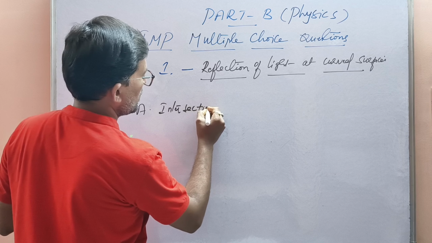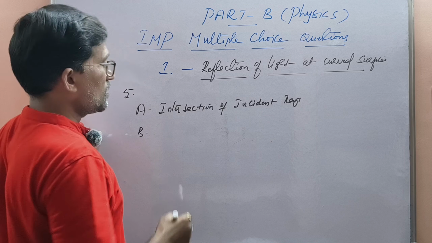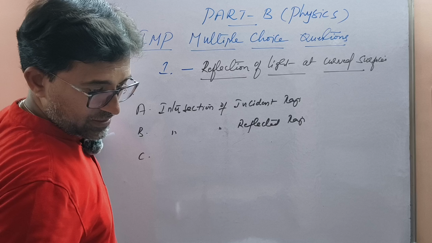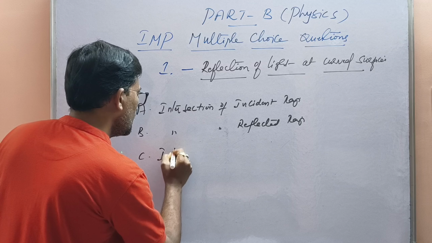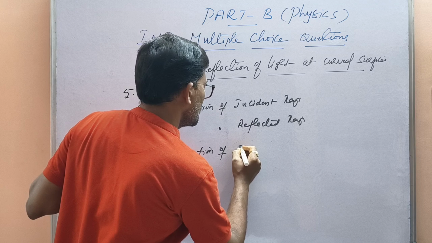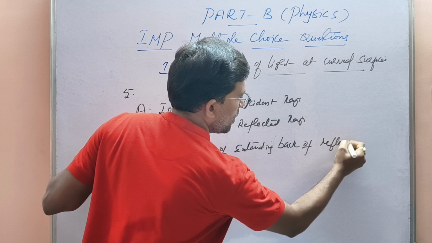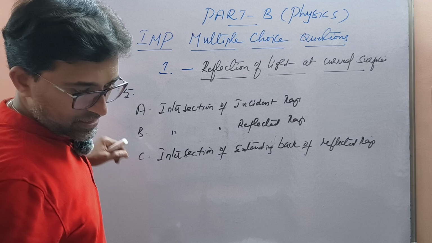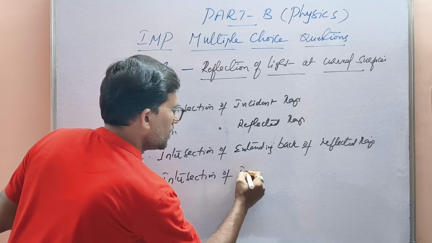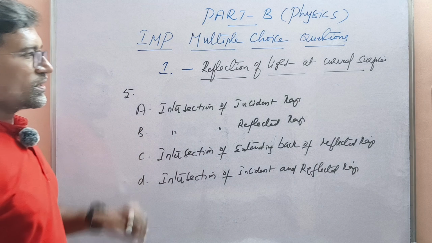Virtual image is formed due to: A, intersection of incident rays; B, intersection of reflected rays; C, intersection of extending back of reflected rays; and D, intersection of incident and reflected rays. So these were the options.